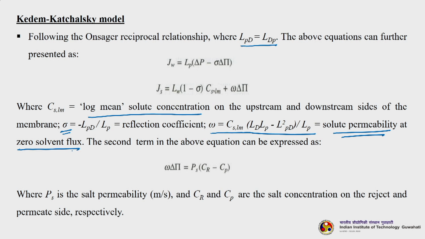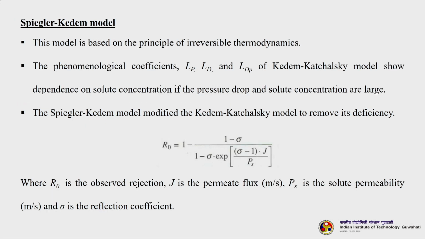So, the second term in the above equation, ω Δπ, we can write as Ps (Cr minus Cp). Now, Ps is the salt permeability, and Cr and Cp are the salt concentrations on the reject and permeate sides respectively.